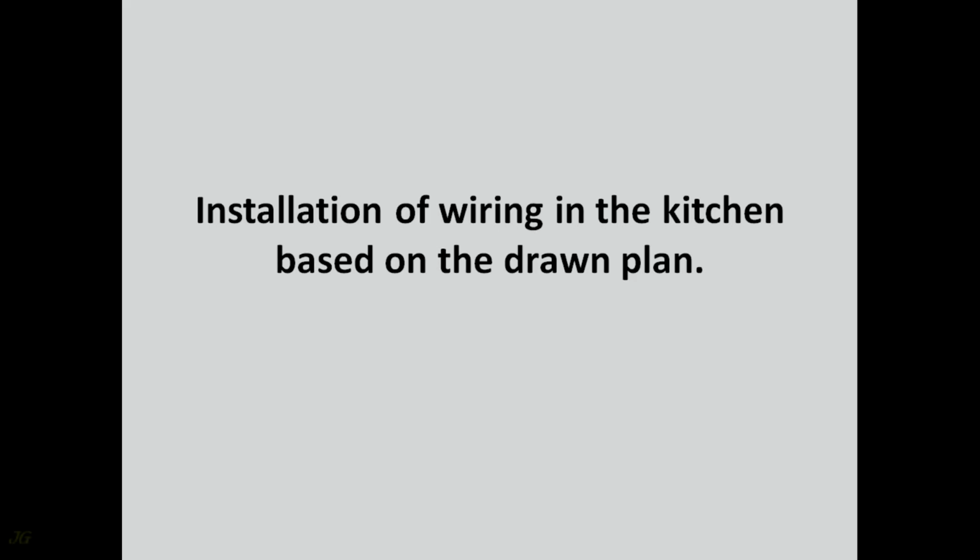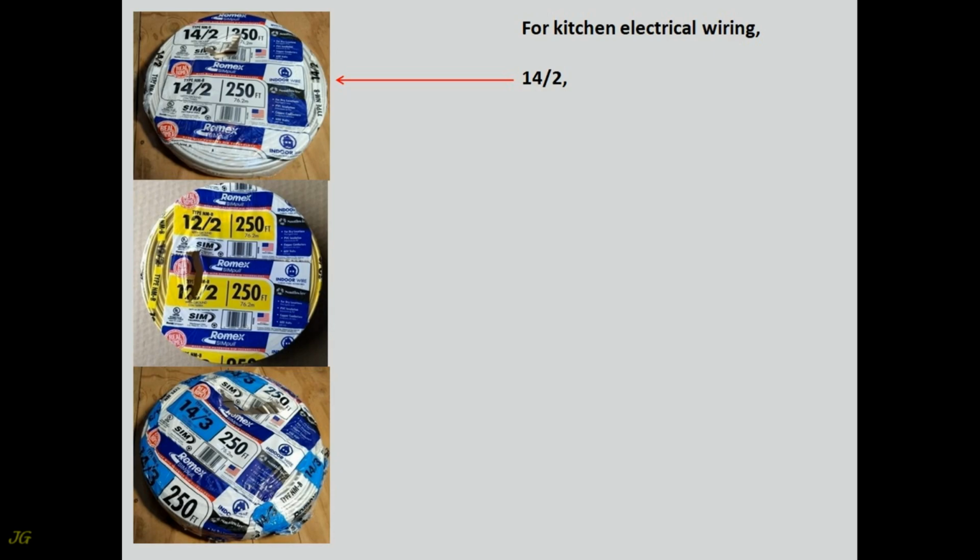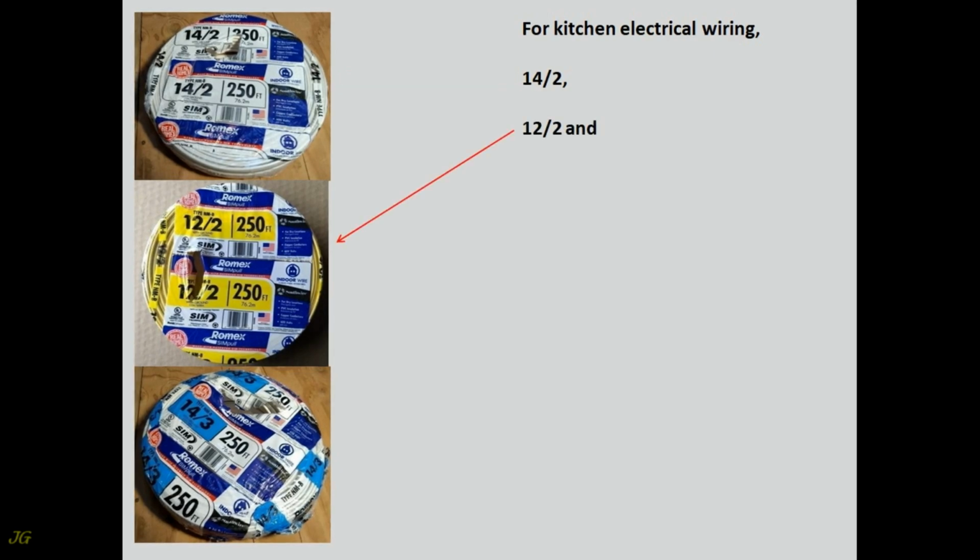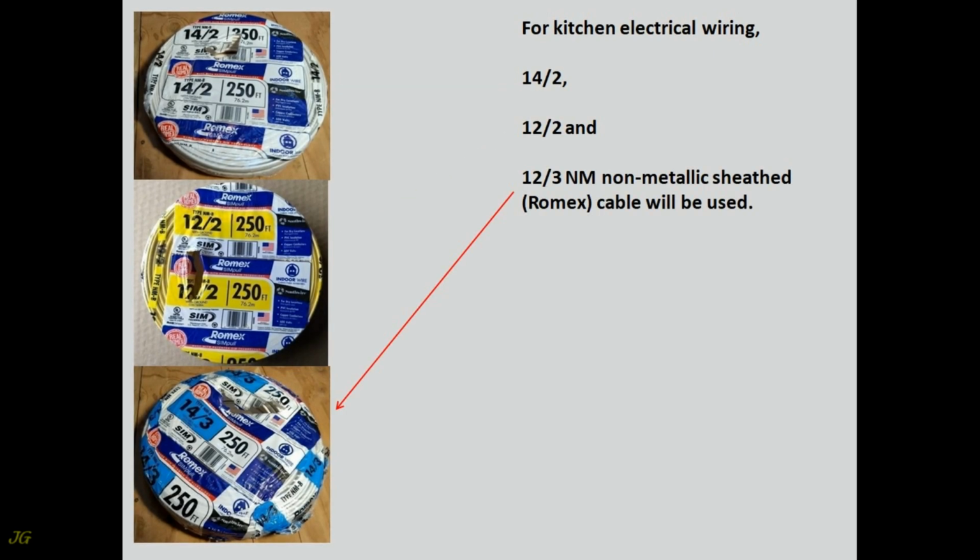Installation of wiring in the kitchen based on the drawn plan. Cable routing for kitchen electrical wiring. 14-2, 12-2, and 12-3 NM non-metallic sheathed Romex cable will be used.